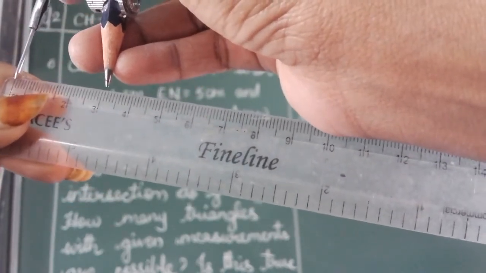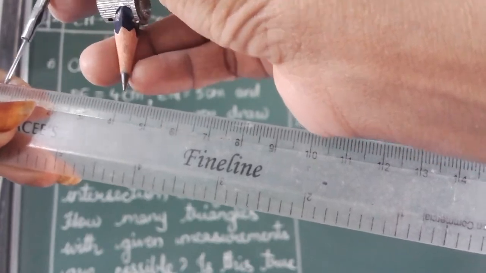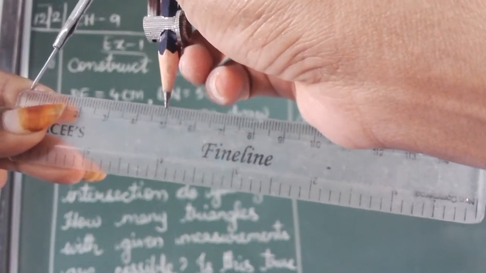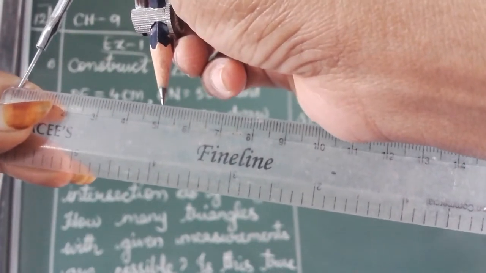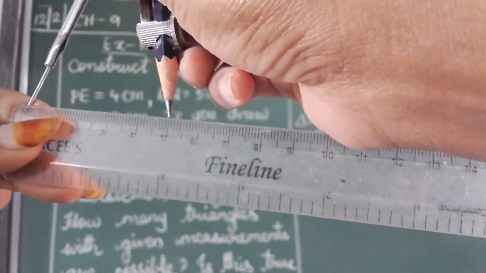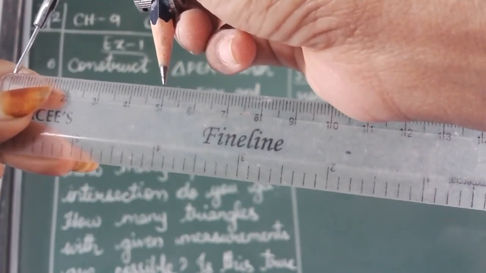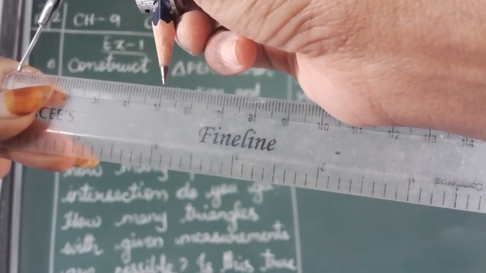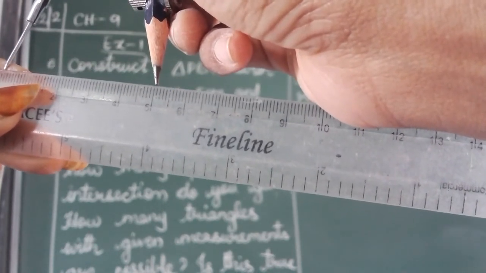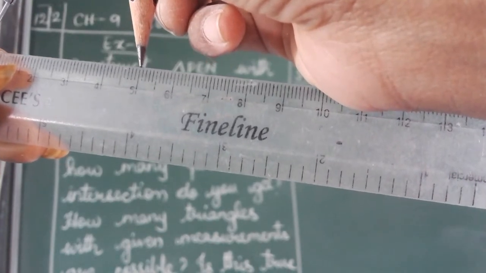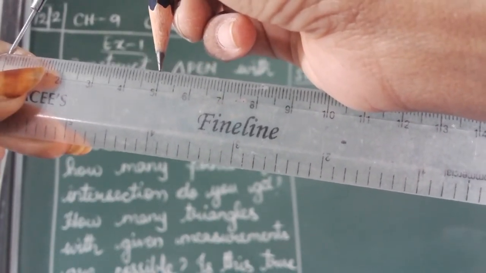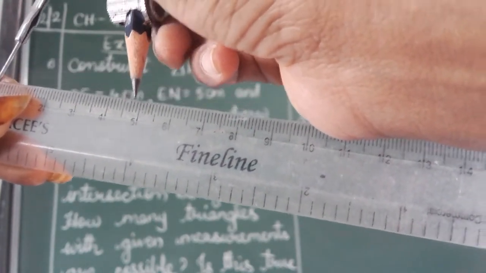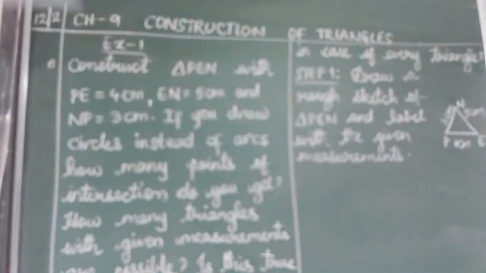After you finish that, now let us take 5 centimeters as N is at a distance of 5 centimeters from E. Use your scale from 0 to 5. From 0 centimeters to 5 centimeters we have taken. Yes. 0 to 5 centimeters. Now cut the first arc. Okay. Do this, children.